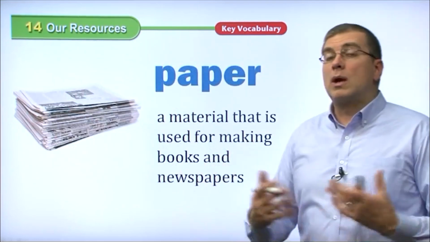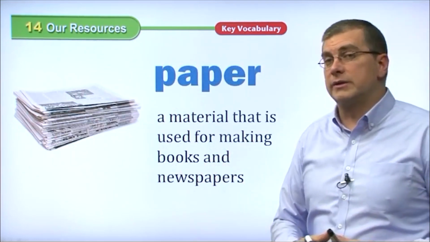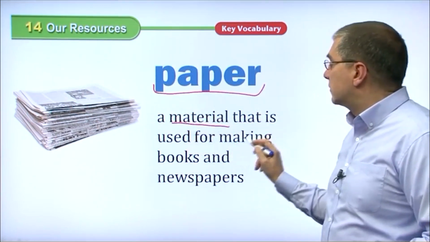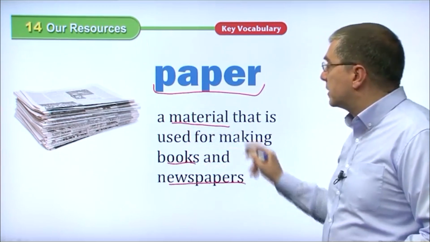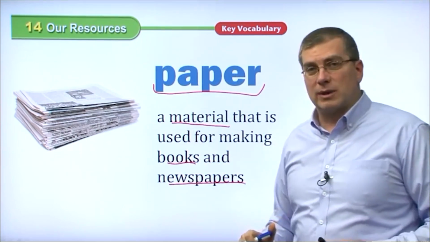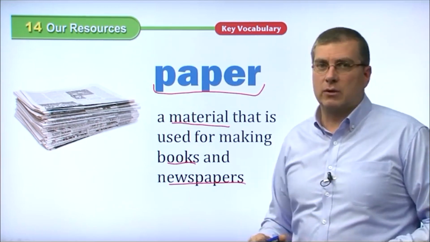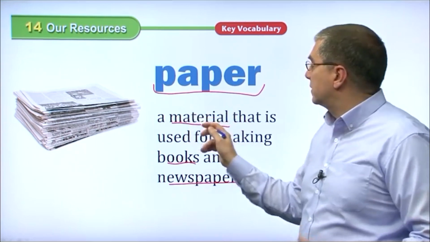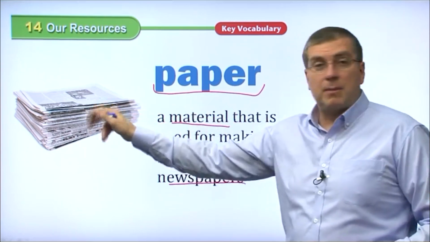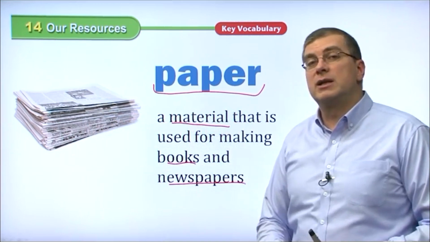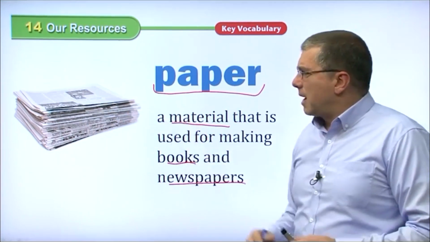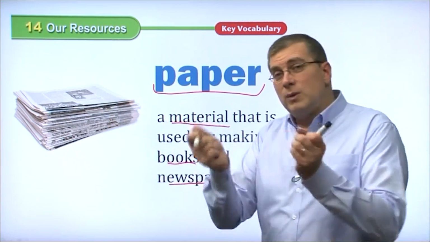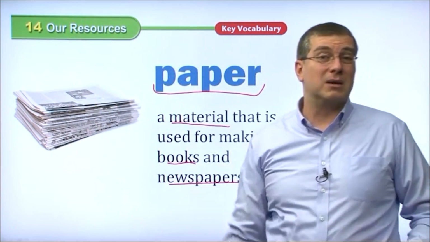Okay, well, let's talk about what are some types of natural resources. Paper is a resource. It's a material that is used for making books and papers. Of course, paper really isn't a natural resource. Wood is a natural resource, but we make paper from wood. So paper, of course, is a material. We use it for newspapers, that's very common, and we also use it for books. Now, when you think about it, newspapers does seem kind of wasteful, doesn't it? Because we only read the newspaper one day, and then we throw it away.